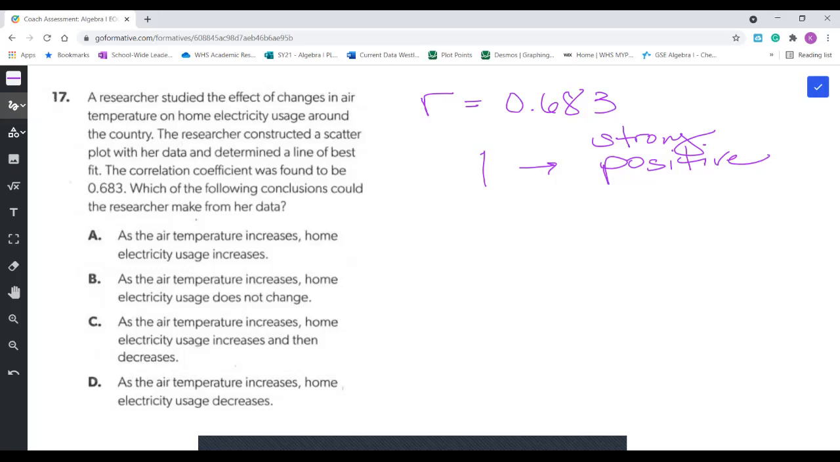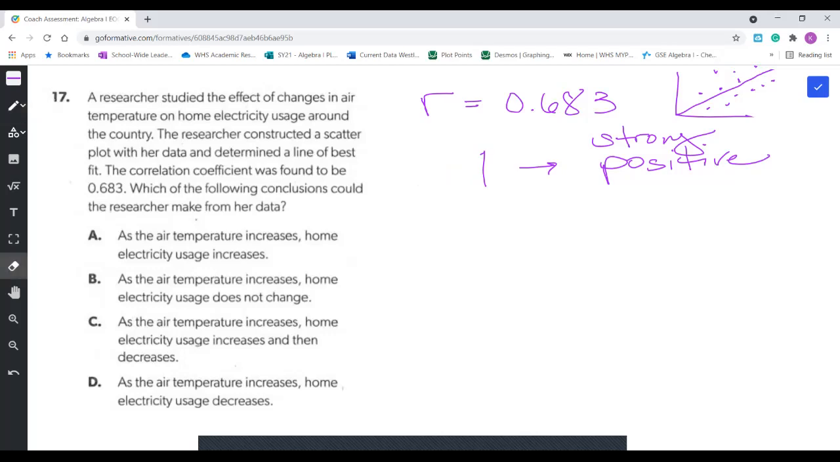But 0.683, since it's positive, you're gonna have a line of best fit that goes upward, and your dots are gonna be close to it, but they're not gonna be right smack dab on it. You just kind of see a cluster of points moving upward, right? But a strong positive, if it's gonna be 1, if R is less than or equal to 1, well, I'm not gonna put the inequality there.